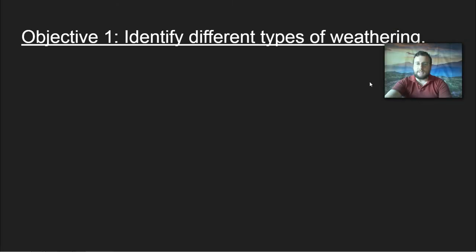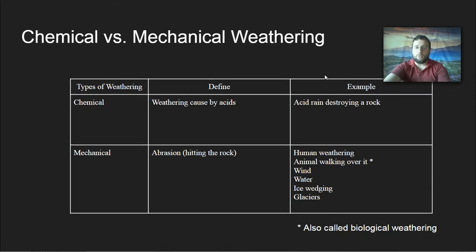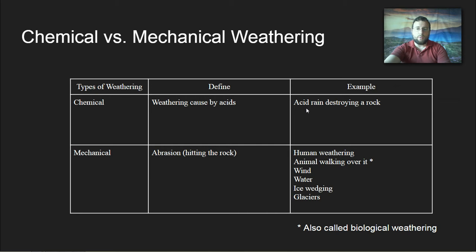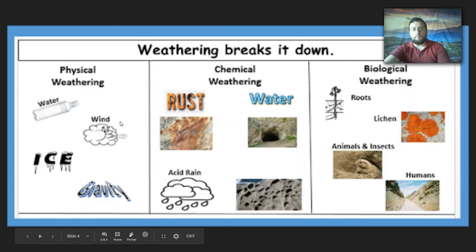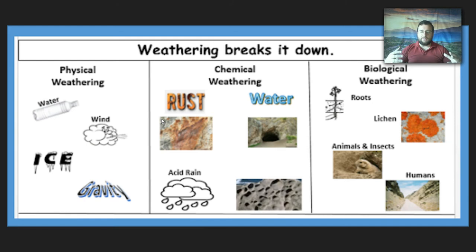So the first thing is the types of weathering, and then we have mechanical weathering versus chemical weathering, and those are the main categories you'll see in the test. Physical weathering or mechanical weathering is when water, wind, ice, gravity actually hit rocks and break them down. Chemical weathering is when there is a chemical reaction involved, so rust or water putting chemicals down, which actually reacts with the rock, or acid rain.